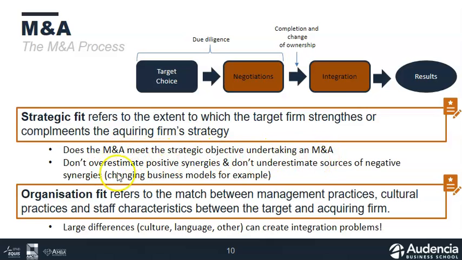The challenge is that we often overestimate positive synergies. As we've mentioned in other videos, positive synergies are very, very difficult to create and difficult to manage. And we tend to underestimate sources of negative synergies. If we're merging with a company or acquiring a company, we may have to modify our business model. And that's a big change. And we may have cultural issues to be modified. And if we don't do it well, we'll have negative synergies. So strategic fit is the first element.